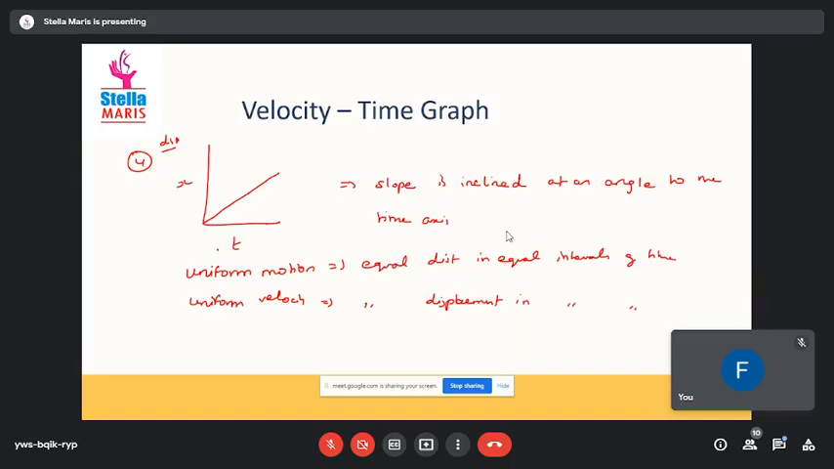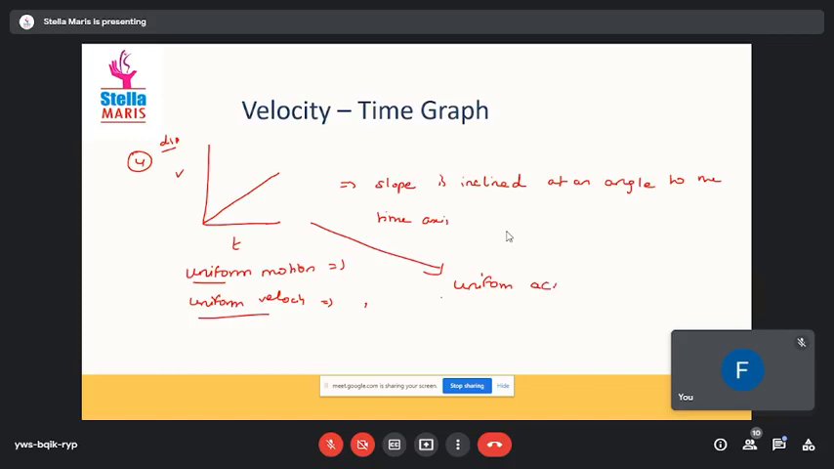Yes, sir. Okay. We can say that it is moving with uniform velocity. But here we have a velocity time graph. So what happens here? You say equal distance for uniform motion, equal displacement for uniform velocity. Here what happens? Uniform acceleration, sir. Very good. So this velocity time graph represents what? The body is moving with uniform acceleration.